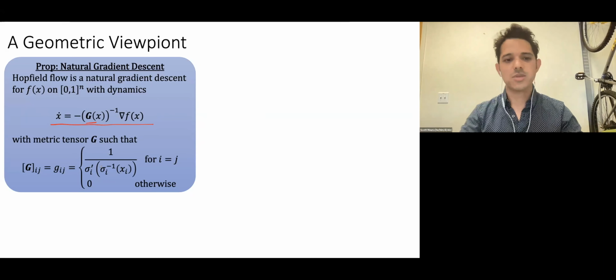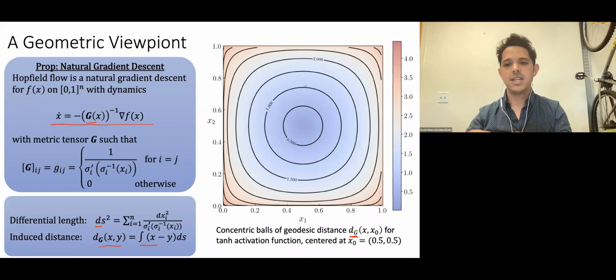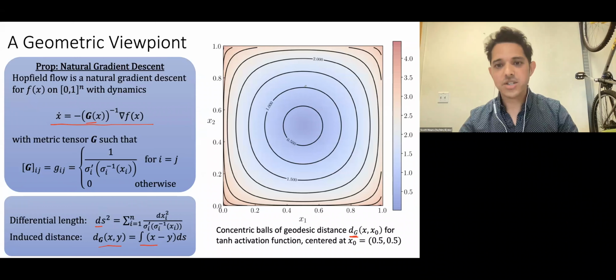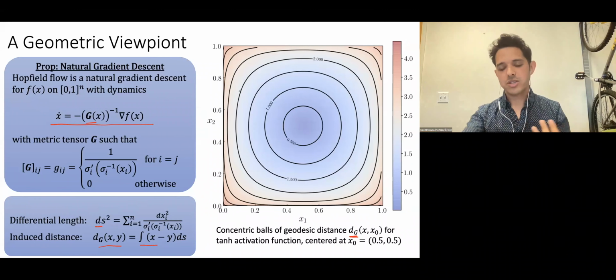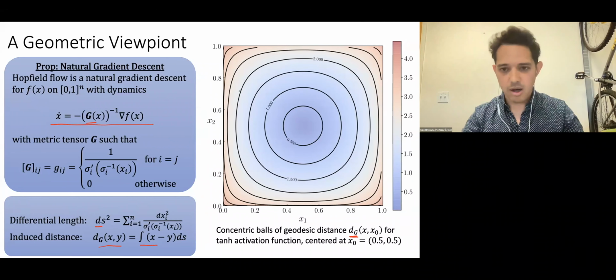So nothing really surprising. And then you can define a differential length and an induced distance. And you've got this cool geometric interpretation for what the Hopfield method is doing in this non-Cartesian space. We can draw these concentric balls defined by this geodesic distance d_g, defined according to this metric tensor, where what these contours show are equidistant points in this transformed metric space, right? And you can see that it gets shorter and shorter as you get to 0 and 1. It starts moving slower and slower. So this is the geometric view on what Hopfield is doing.